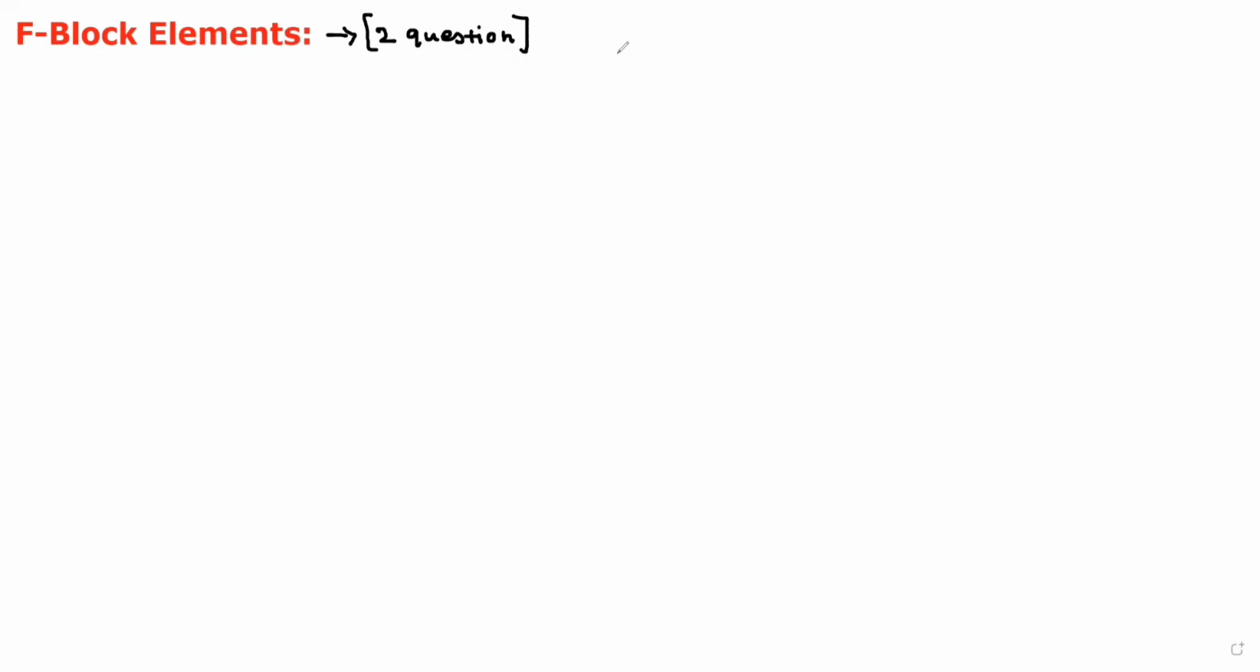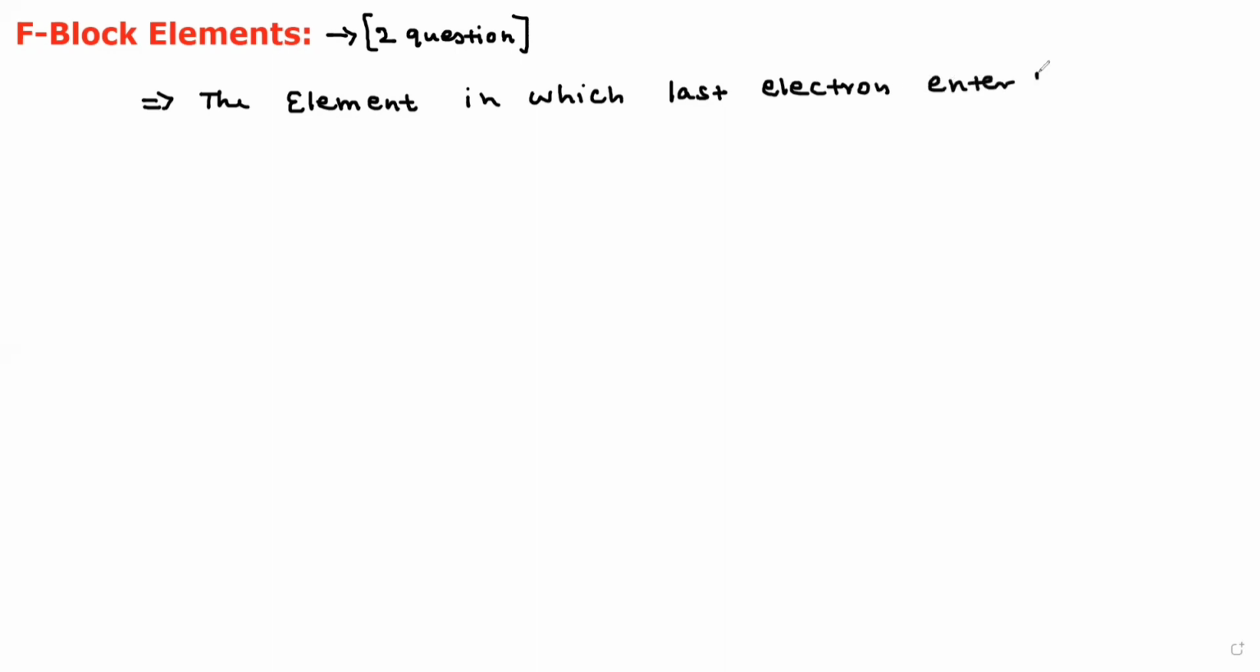I'm going to give the definition. Please note what an f-block element is. Very important. The element in which the last electron enters the (n-2) f orbitals is called an f-block element.